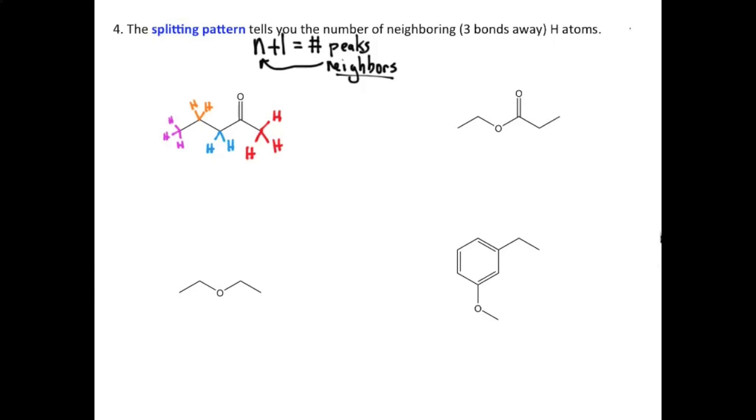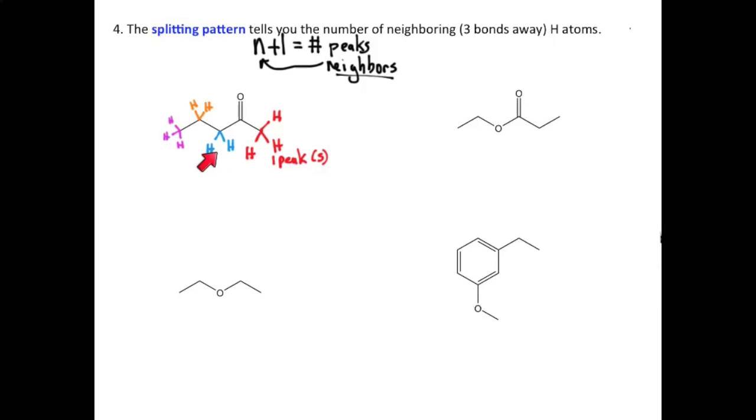So, if we look at the signal in red, this has 0 neighbors. H to carbon 3. How many hydrogens are here? 0. So that means in red, this signal would be represented by 1 peak. Therefore, it would be a singlet.